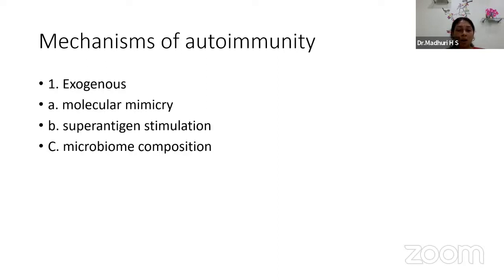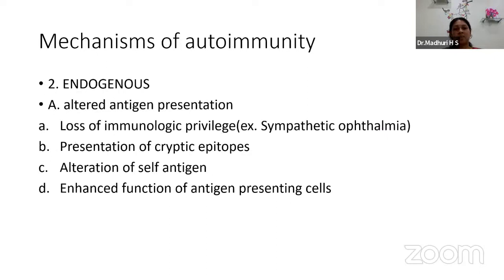So they are of a certain composition for a particular individual. If that changes also, it may trigger the autoimmune attack. Then there are endogenous triggers for the autoimmunity, and these consist of altered antigen presentation. Again, this has subcategories. The most easily understandable example is sympathetic ophthalmia.